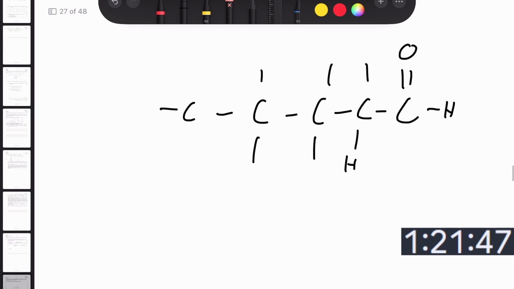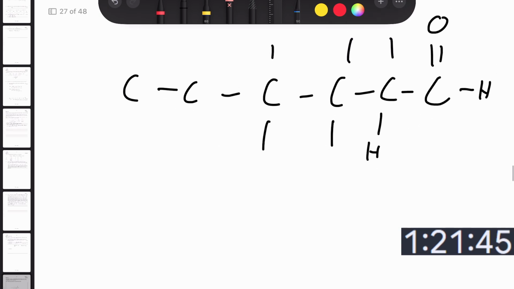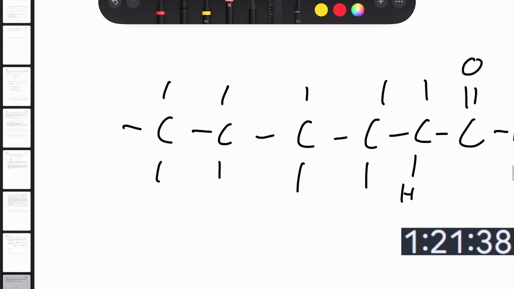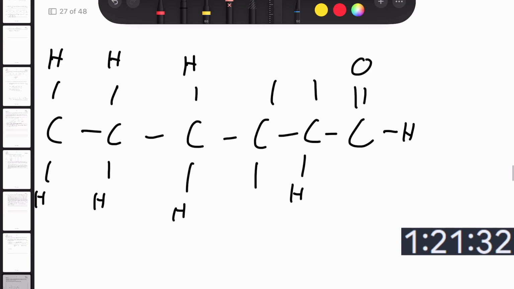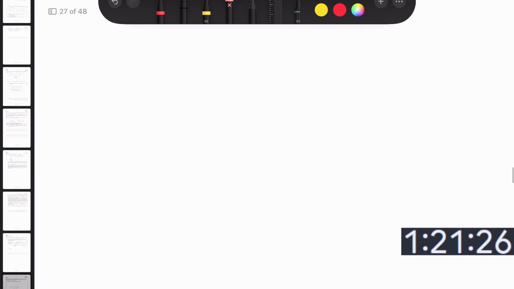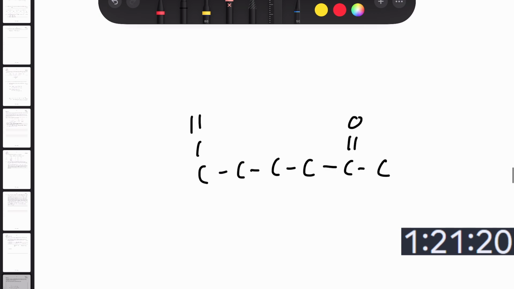Fair enough. So 6. And it cannot be readily oxidized. So I just need it to be a ketone.